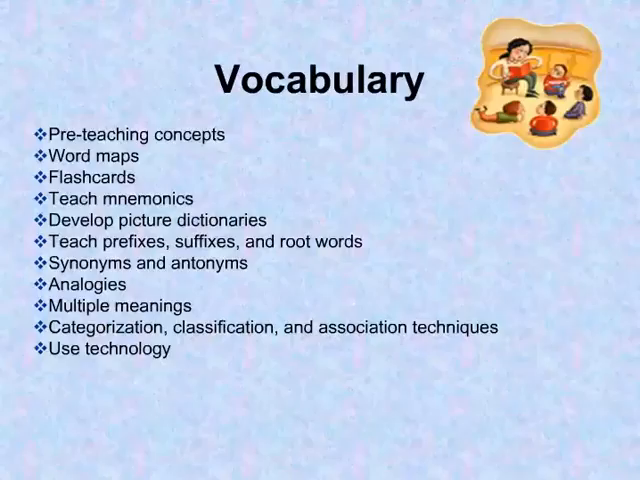Word maps assist students in thinking about words in a variety of ways. A word map includes the target vocabulary word, part of speech, synonym, antonym, definition, and picture. Students also use the word in their own generated sentences to demonstrate understanding of the word. Flashcards are often developed, and mnemonics or memory tricks are taught. Students also develop picture dictionaries, as visuals often assist in recall.